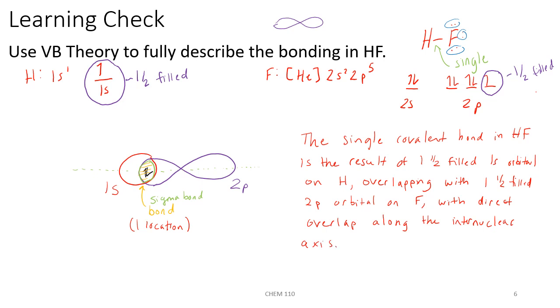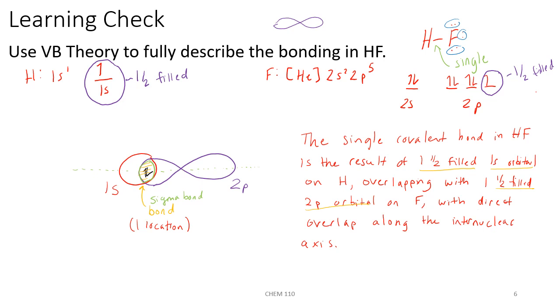So let's check back in our terminology and see if we hit all those main points that valence bond theory says is important. So we had our half-filled s orbital. We talked about the orbital being half-filled, and we specified what orbital it was. We had a half-filled 2p orbital. Same thing, we talked about it being half-filled, and that we were using a 2p orbital on fluorine.